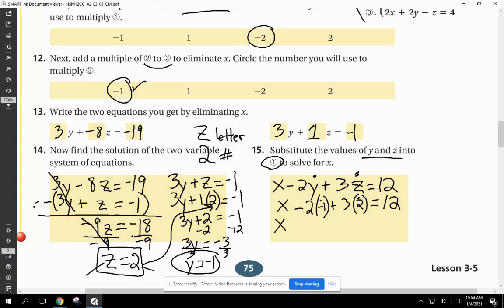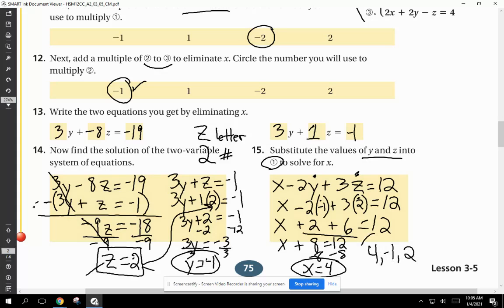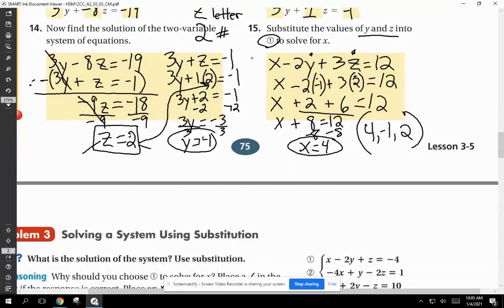So we have x, and a negative 2 times a negative 1 is a positive 2. A 3 times a 2 is a 6 equals 12. Now it's going to come together. 2 plus 6 is 8. Get rid of the 8. X equals 12 minus 8 is 4. So now we have all 3 answers. We have a 2, a negative 1, and a 4. If you put it in order, it'll be 4, negative 1, 2. All right, let's go up.